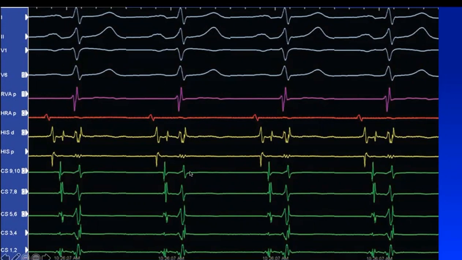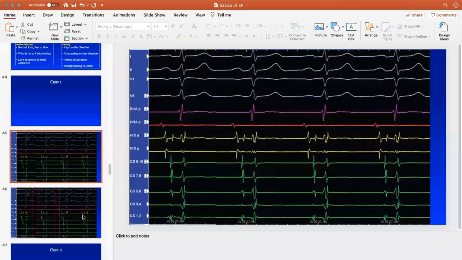Any questions? This is a normal sinus rhythm. This is just the simple, basic first thing that we see when you put catheters inside the heart in a normal person. Okay? So now, sir, we're not done.